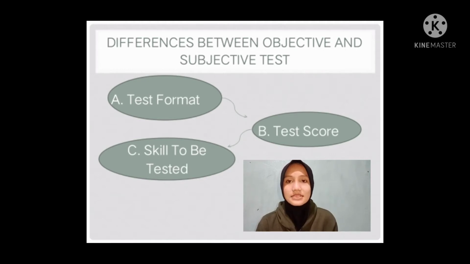And the last is the skill to be tested. For example, objective tests are for listening and reading, then subjective tests are for speaking and writing.